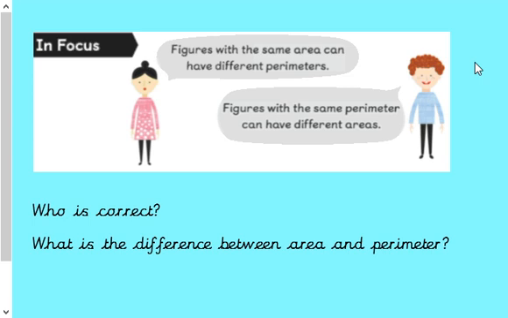Okay, the in focus question this morning. We've got two children here. This young lady here is saying that figures or shapes with the same area can have different perimeters. And the young man over here is saying figures with the same perimeter can have different areas. Who's correct?